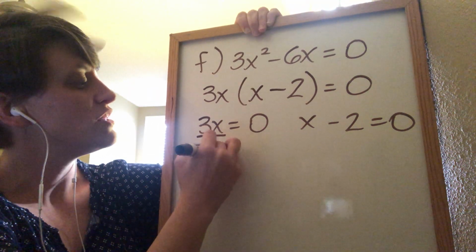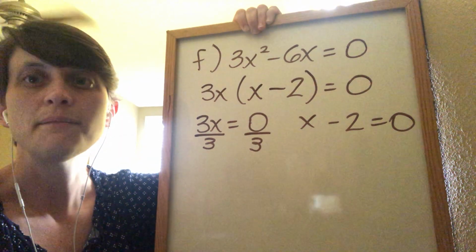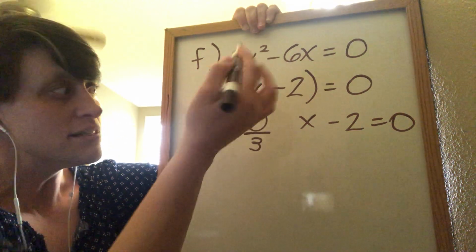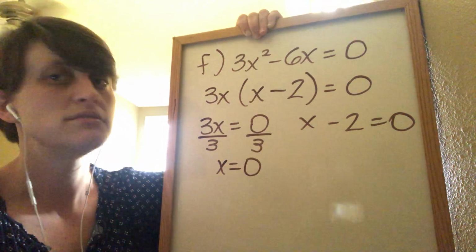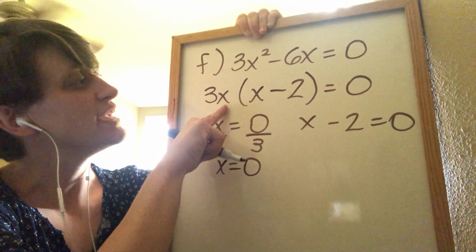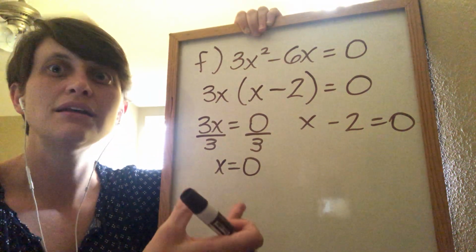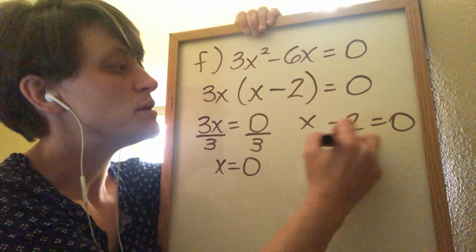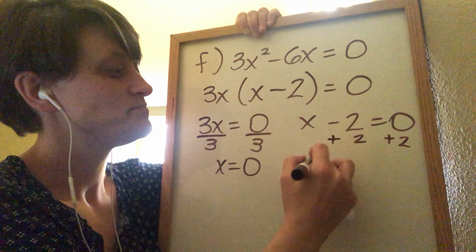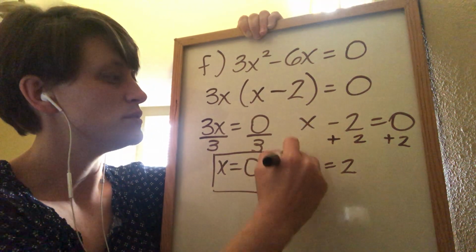What you can't forget that you are perfectly allowed to do is divide 0 by numbers. That's still fine. So we can still divide both sides by 3 here, and we just end up with 0 over 3, which is 0. So just don't forget about this factor. If you ever factor out a number with an x on it, that still counts as a factor you need to set equal to 0. And this one we would add 2 on both sides, and our other solution would be x equals 2.